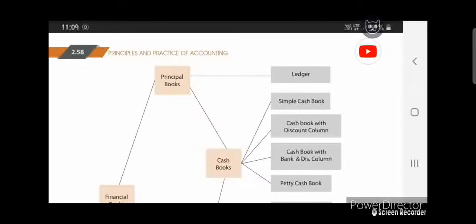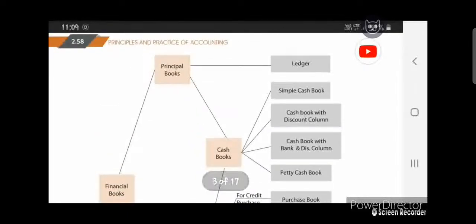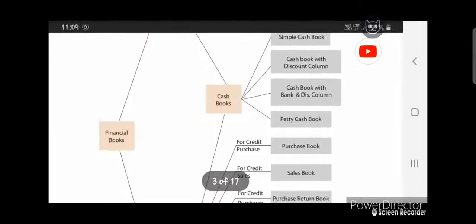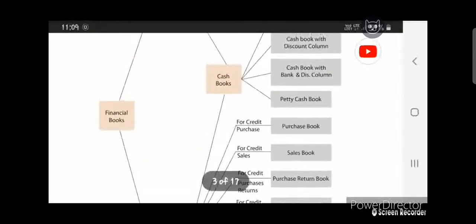Next, cash books. There are four cash books. One is the simple cash book. Next is the cash book with discount column. Next is the cash book with bank and discount column. Next is the petty cash book. These are the four cash books.